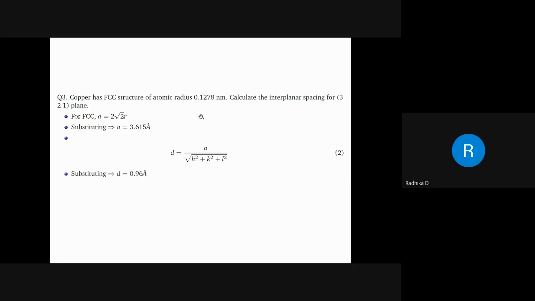So is this clear? I'll just repeat again. In your question, it is mentioned that you are given an FCC structure with atomic radius 0.1278 nanometer. So instead of the lattice constant, you are given the radius. What you have to do first is use the relation between A and R and find A. If you find A, put the values of the Miller indices HKL, 321, substitute everything, and you will get the value of interplanar distance. The value is 0.96 angstrom.